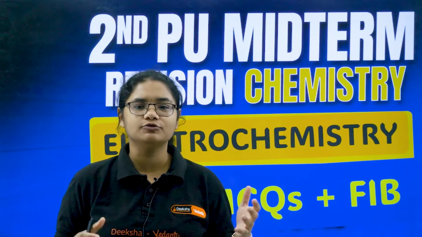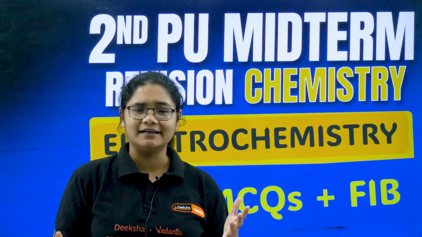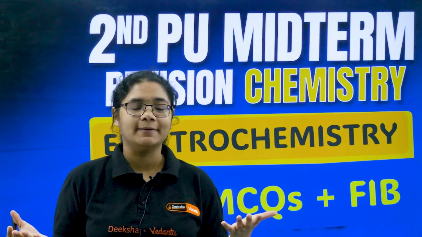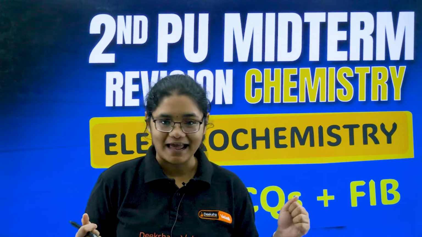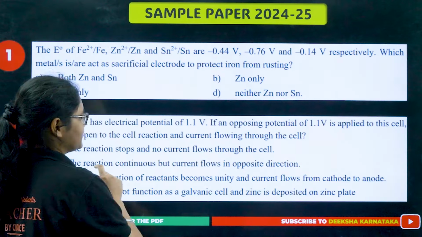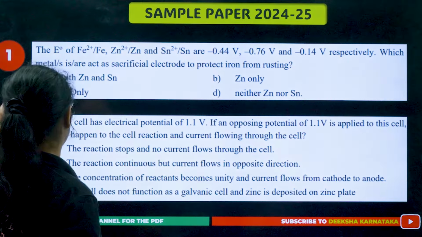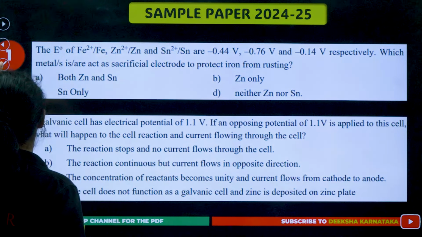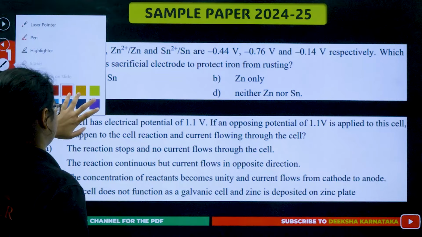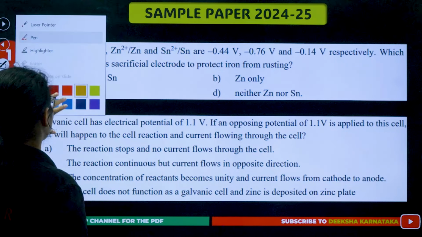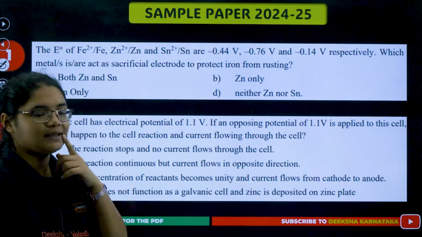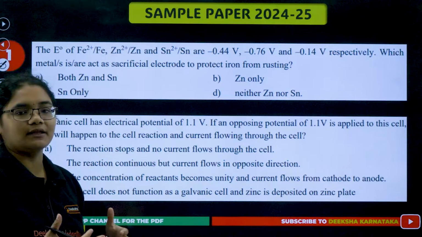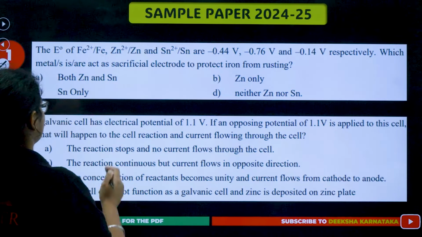There are almost 40 plus MCQs and 30 plus FIBs, fill in the blanks. So let's get started with the first question. The first question I have taken is from the sample paper of 24-25, and there will be only one marker question according to the blueprint. That one marker question can either be in your FIBs or in the MCQs. Let us see the first question.